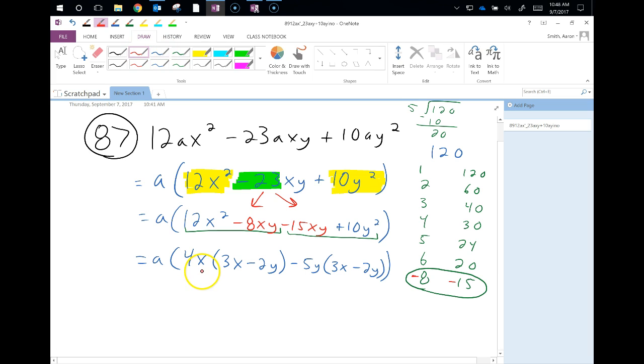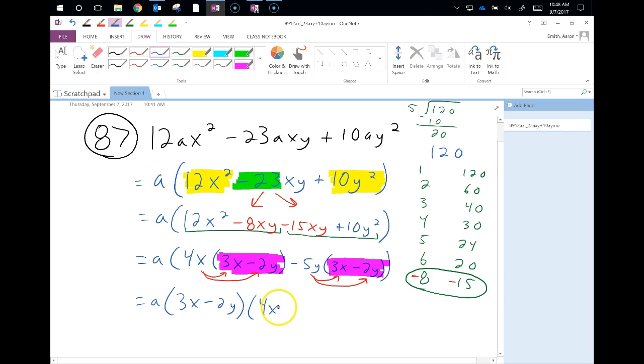It's always a good thing to do in this step to check, distribute through, and just make sure you get what you had before. And we do. Now remember, factoring by grouping worked as long as these things in the parentheses agree, and they do. So we factor out that GCF, 3x minus 2y, 4x minus 5y, and that completes the factoring.